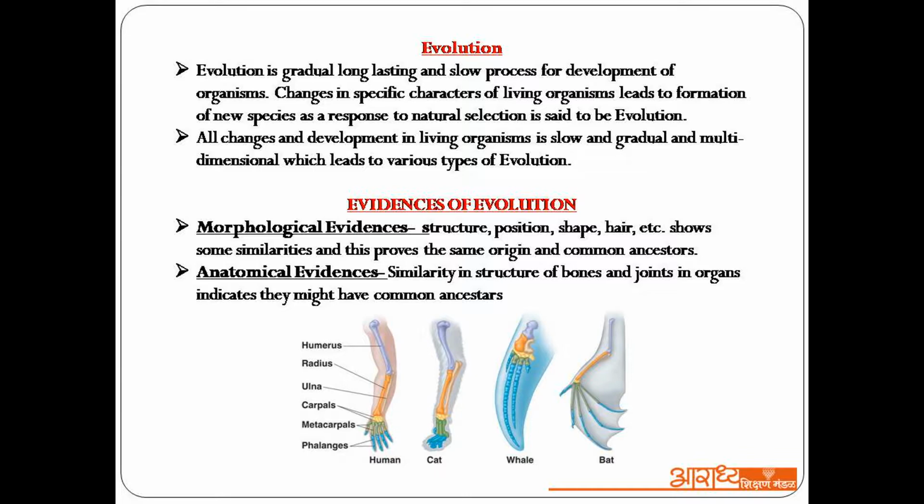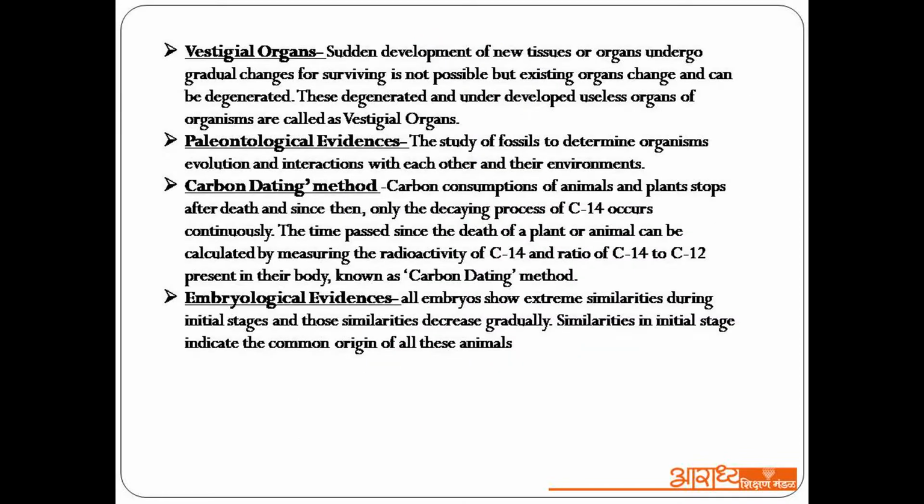Morphological evidences: structure, position, shape, hair, etc. show some similarities, and this proves the same origin and common ancestors. Anatomical evidences: similarity in the structure of bones and joints in organs indicates they might have common ancestors. Vestigial organs: sudden development of new tissues or organs is not possible for surviving, but existing organs change and can be degenerated. These degenerated and underdeveloped useless organs of organisms are called vestigial organs.